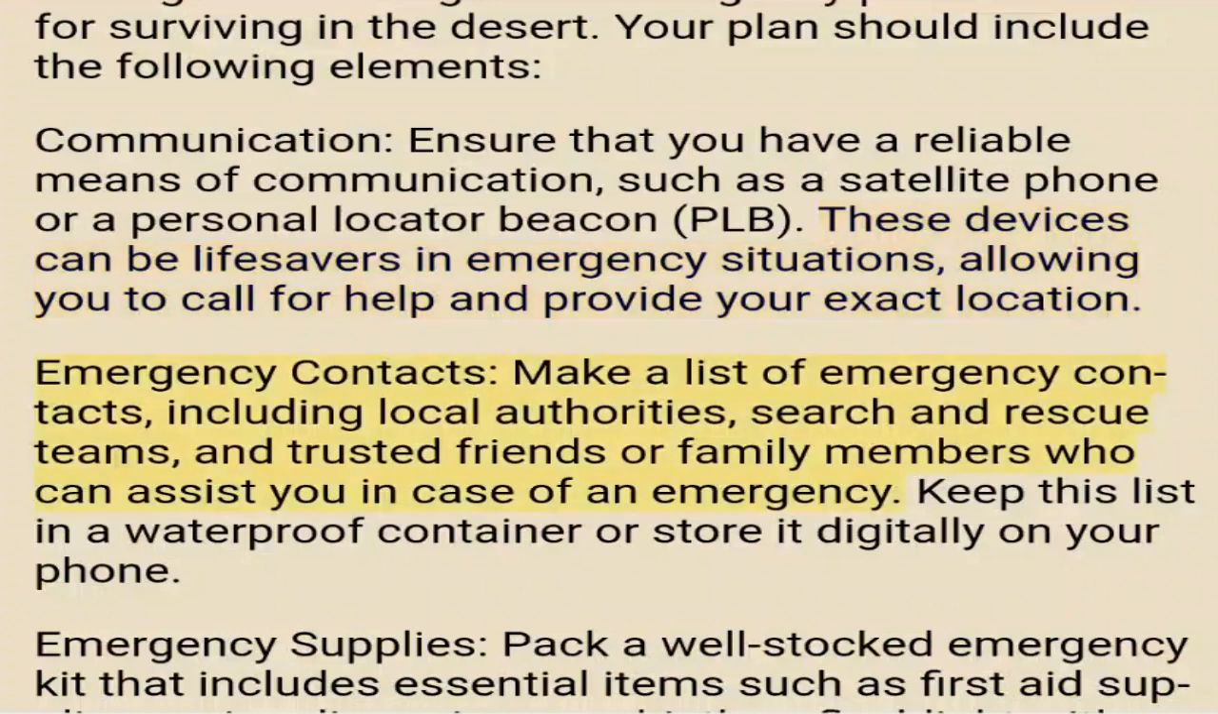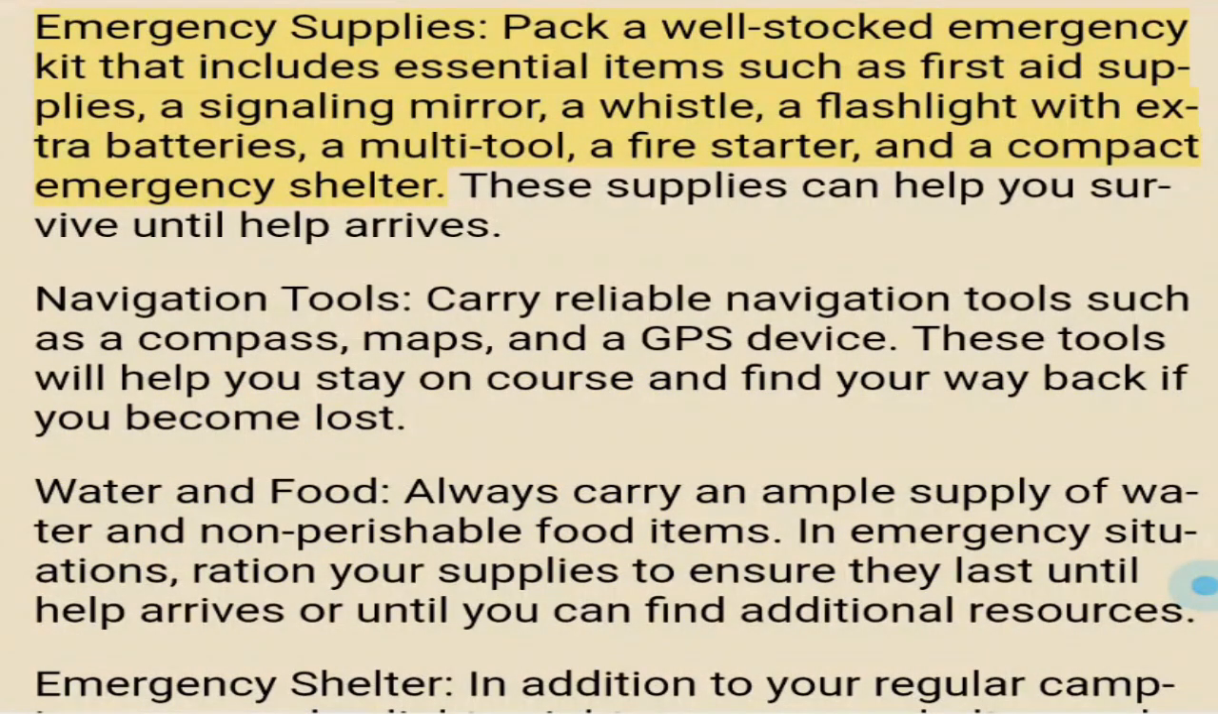Emergency contacts. Make a list of emergency contacts, including local authorities, search and rescue teams, and trusted friends or family members who can assist you in case of an emergency. Keep this list in a waterproof container or store it digitally on your phone. Emergency supplies. Pack a well-stocked emergency kit that includes essential items such as first aid supplies, a signaling mirror, a whistle, a flashlight with extra batteries, a multi-tool, a fire starter, and a compact emergency shelter. These supplies can help you survive until help arrives.